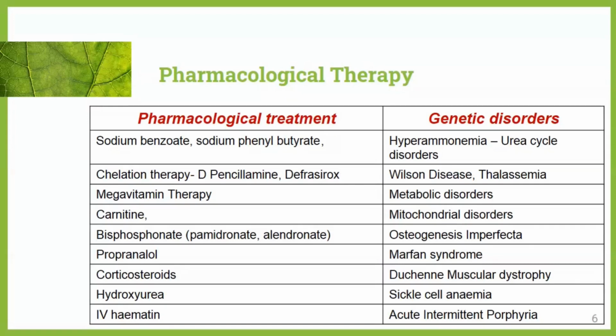Then homocystinuria. So there are so many conditions. Riboflavin will be given, high dose riboflavin, in glutaric aciduria. There are so many conditions where high dose vitamin therapy will help you, which will act as a stimulator to the enzyme, whatever remaining enzyme is there.